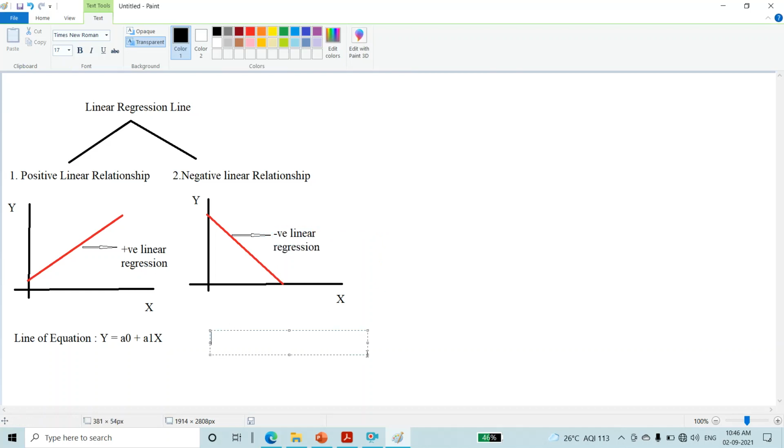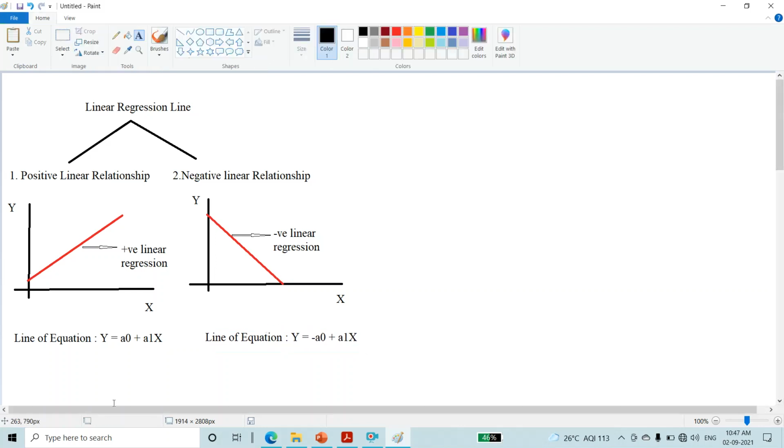And the equation is what? Line of equation for the negative slope is, equation is y is equal to minus a0 plus a1 x. Okay, so this is the line of equation for the negative slope.